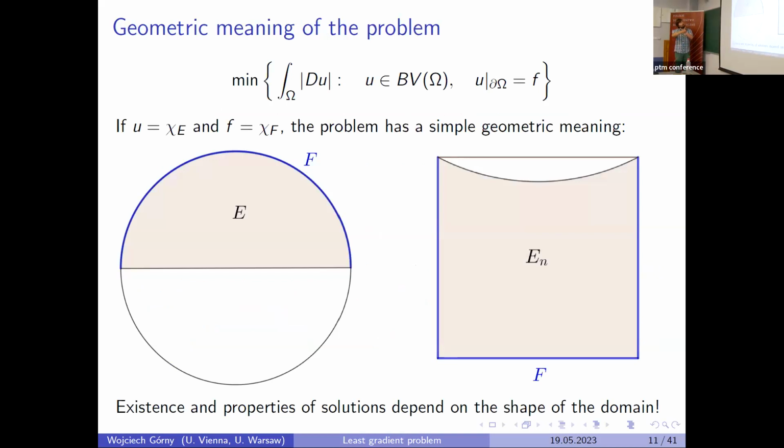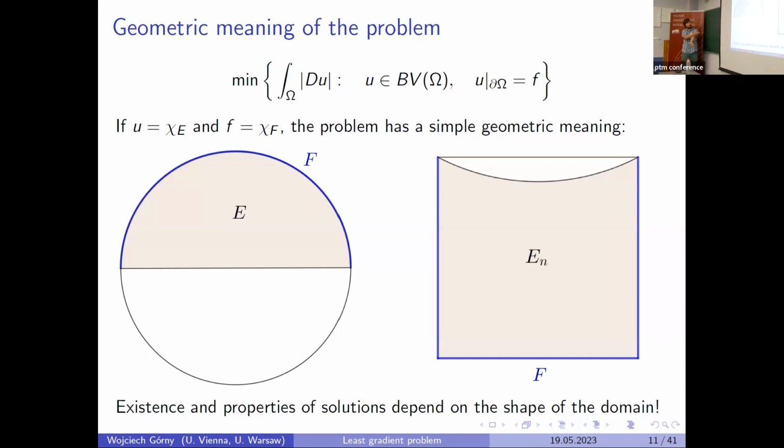So, what is the geometric meaning of the problem? The first view is, we want to minimize the total variation of Du. So assume that the boundary datum is a characteristic function, and assume that we are looking for solutions which are also characteristic functions of some sets. Then our problem has a very simple geometric meaning. On the left-hand side, we have a ball. F is a characteristic function of the upper half circle. So we want to find a minimal cut such that F is exactly on one side of the cut. So we add a line segment here. This is our solution. It's very simple.